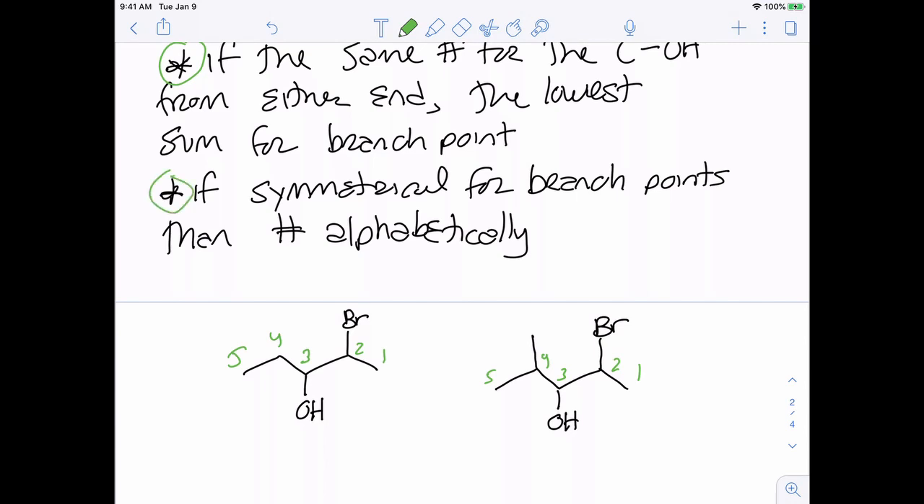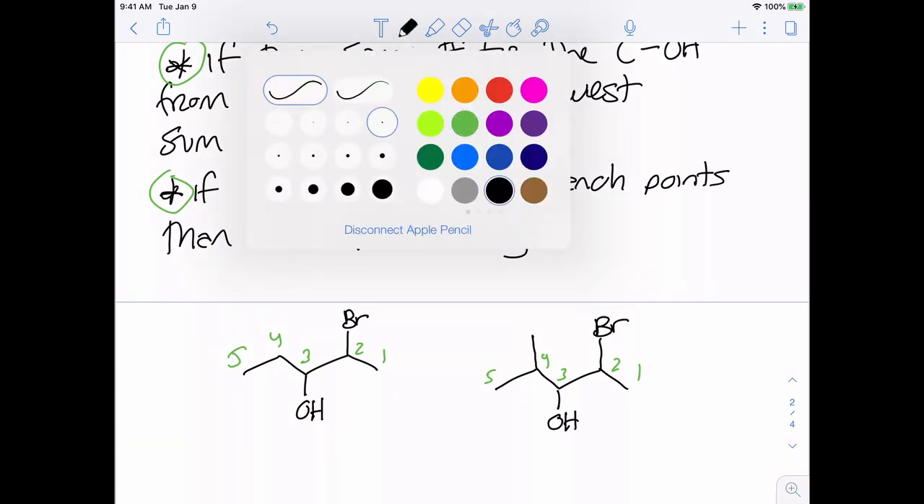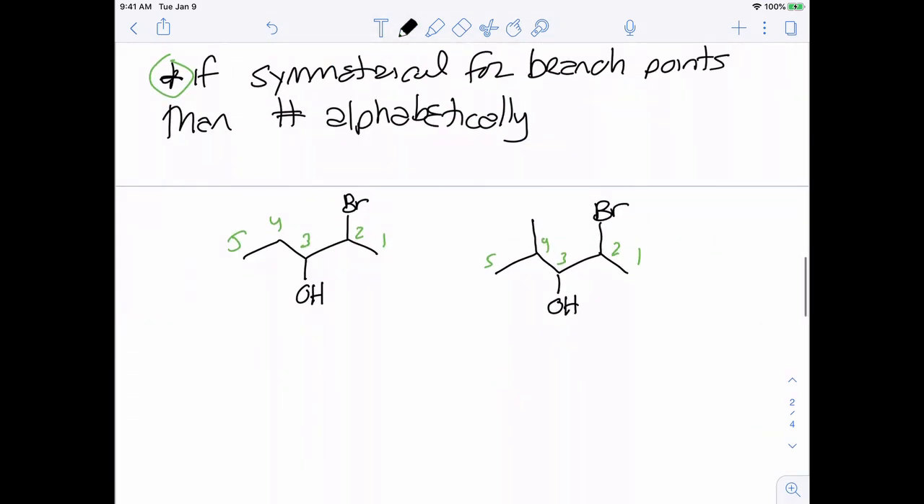So this is what I mean by this one. If symmetrical for the branch points, they're on 2 and 4 from either direction, then I want to number alphabetically. So I want the substituent that comes first in the alphabet to have the lower number. So B for bromo comes before M for methyl, so it gets the lower number. So this would be the correct numbering for this one. We then have to put the name together.